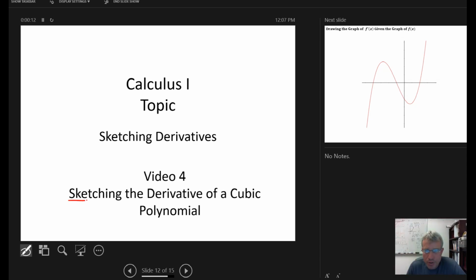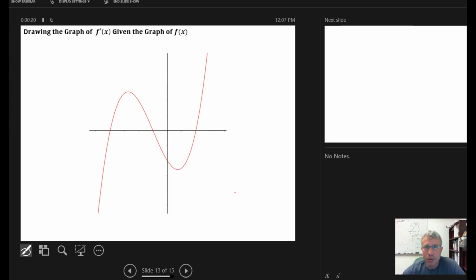So in this video, we're going to sketch the derivative of a cubic polynomial, or a third degree polynomial. So here's a third degree polynomial. I don't actually need to know that it's a third degree polynomial, but it is. What we want to remember is that the derivative is just the function that describes the slopes of the tangent lines of a given function. So when we're sketching a derivative, we want to focus on the tangent line slopes for the function.